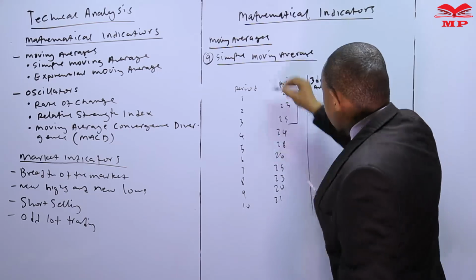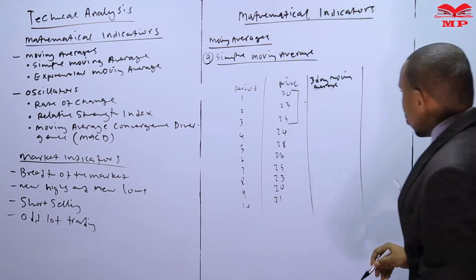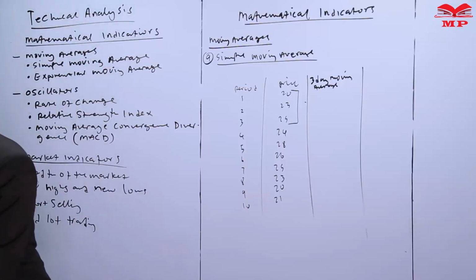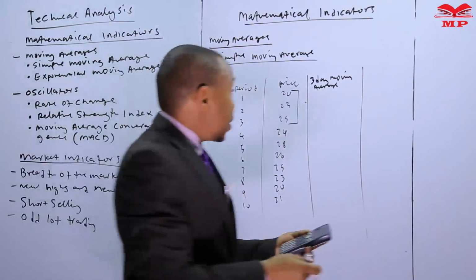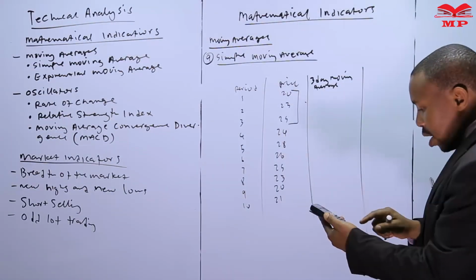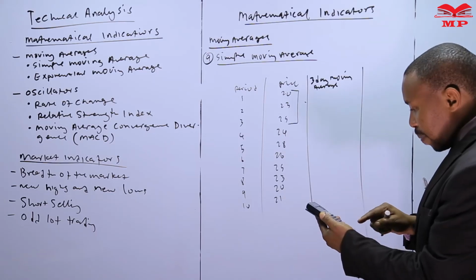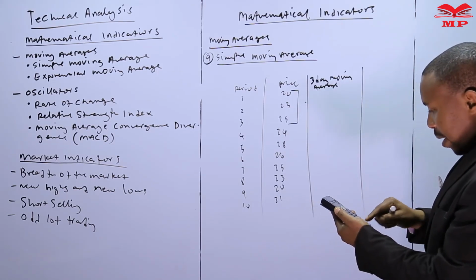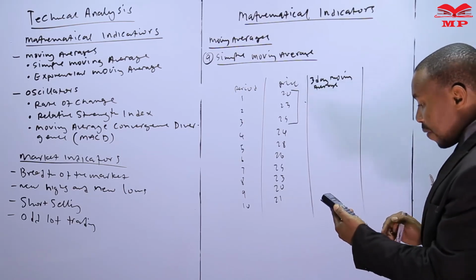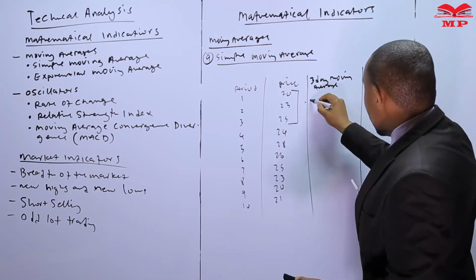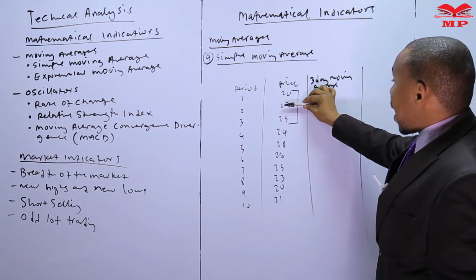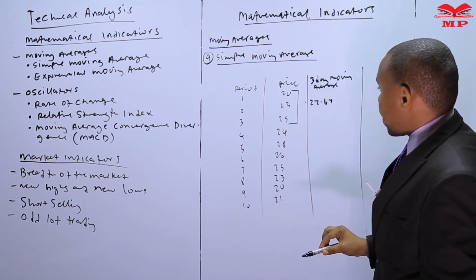Now for the 3-day moving average, you add these 3 here. Let me pick my calculator. In this case we have 20 plus 23 plus 25, and you divide by 3 because you're looking for the 3-day moving average. You have 22.67. Notice where I'm putting the 22.67. It's at the midpoint right there.